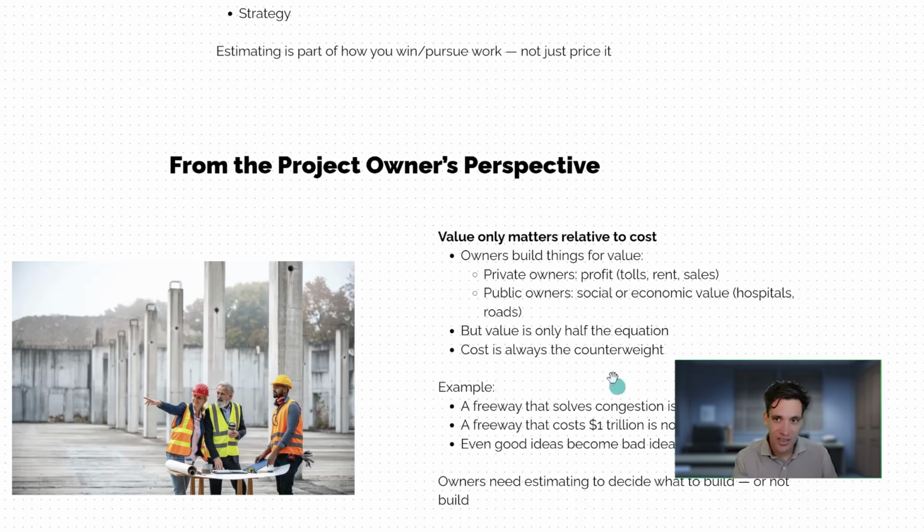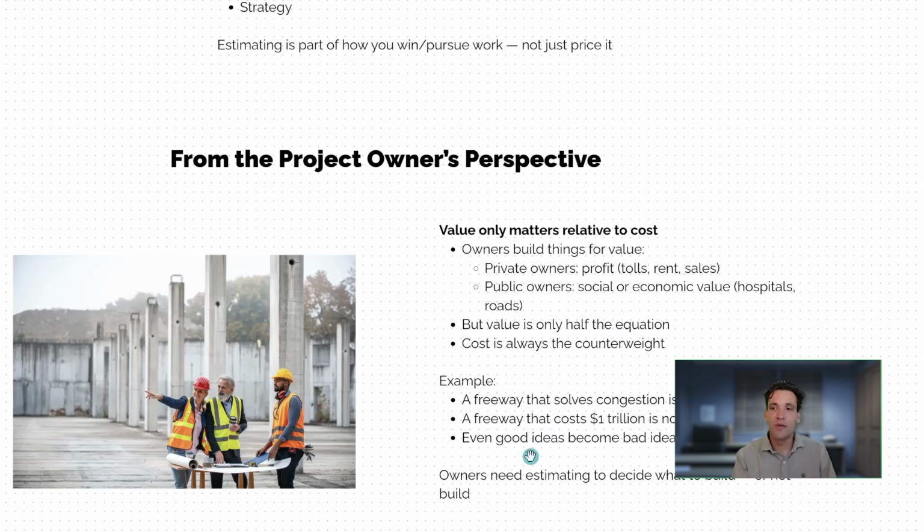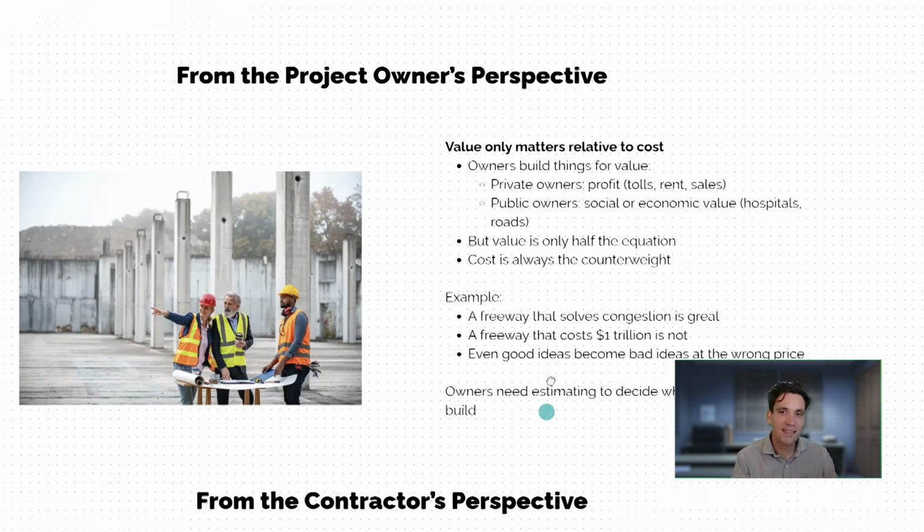Cost is always going to be the counterweight. There's always going to be some value generated by something and some cost associated with it. For example, from the perspective of a government, a freeway that solves congestion is in theory a fantastic thing to do. But a freeway that costs $1 trillion wouldn't be a fantastic thing to do. There's probably much more cost-effective solutions to this problem. So the core principle is that even good ideas become bad at the wrong capital cost of pursuing. So fundamentally, when we talk about the role of an estimator at a project owner, they're using estimating to decide what is the cost of building something and does it make sense to do it.